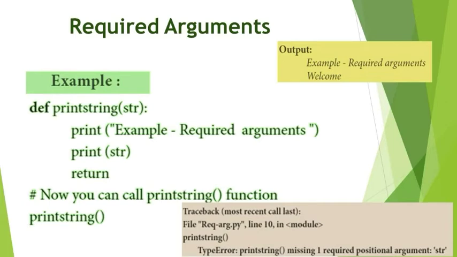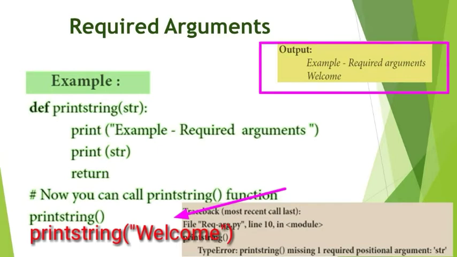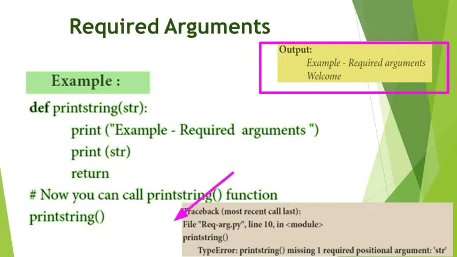So you must give the value to that parameter, which means you must give the argument to that parameter. Here you passed the str parameter in the function definition, but in the function call you have not given the argument to that parameter, so it will display the syntax error. So to avoid this, within the print string function call you have to add arguments. If you give the welcome string within the function call print string, the output will be displayed like this, which means example required arguments and welcome. Okay, so this is the required argument.